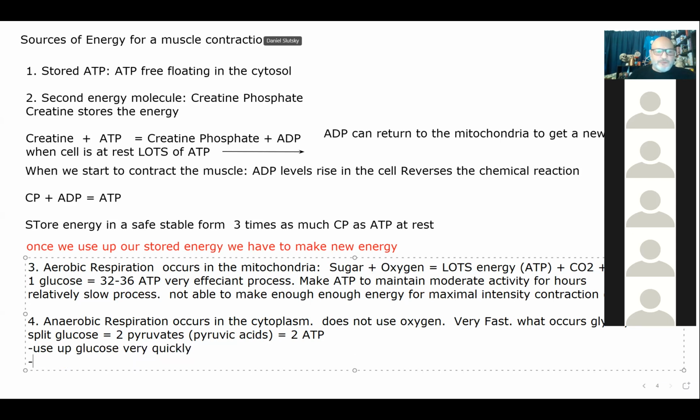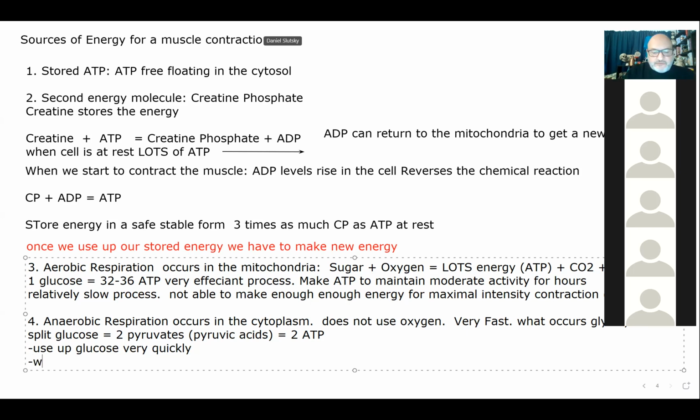Anyone know what the second problem with this process is? It forms lactic acid. Exactly, right? As we mentioned before, splitting of the glucose is actually the first step in aerobic respiration. That glucose is split into 2 pyruvic acids. But with oxygen, those pyruvic acids enter into the mitochondria.